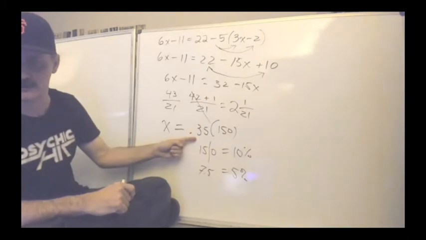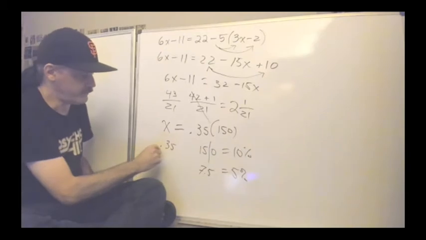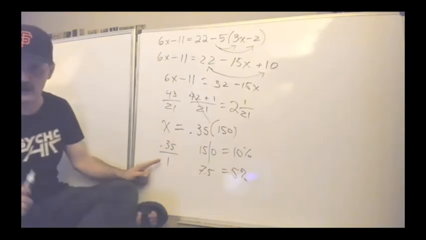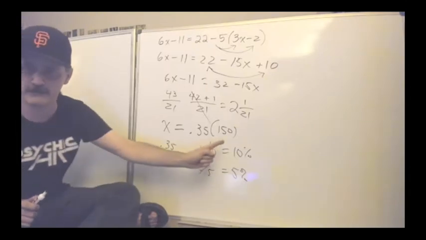Now notice I changed this to a decimal, right? Because when we changed the 35% to a decimal, it's now per 1. So for every 1, we're going to get 0.35, and we have 150 ones.